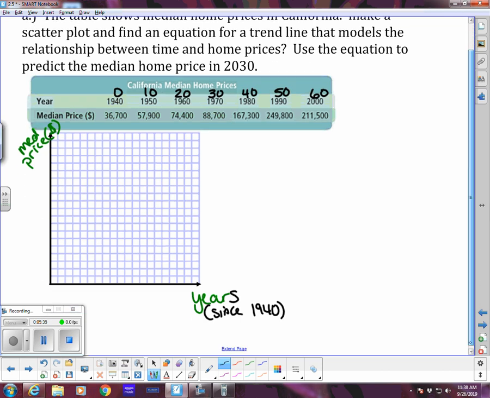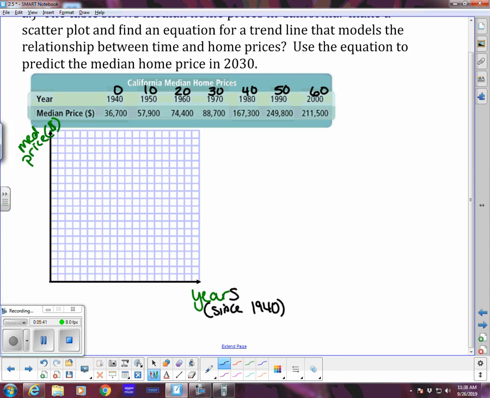All right, so I'm going to do the x-axis first. Those numbers range from 0 to 60. So I'm going to do every other line is worth 10. So 10, and then skip is 20, 30, 40, 50, and 60. Again, probably should have made it every 3.